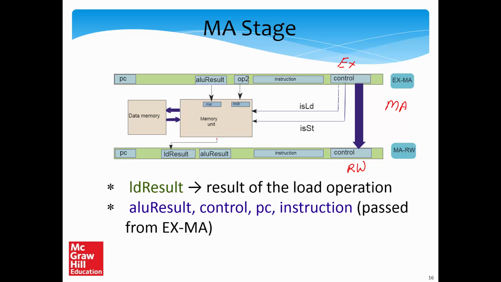And the result of the memory unit, in the case of a load, is stored in the field called load result in the MARW register. So load result contains whatever we loaded from memory, and the rest of the fields just continue. The program counter continues. The ALU result that we had computed is written in this register, along with the instruction and relevant control signals.